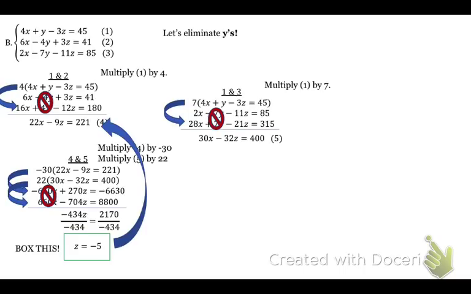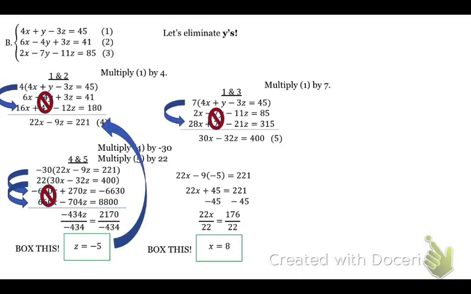Okay, now I'm going to plug that into equation 4. So I get 22x minus 9 times negative 5 equals 221. So 22x plus 45 equals 221. Subtract that 45. 22x equals 176. Divide by 22. X equals 8.